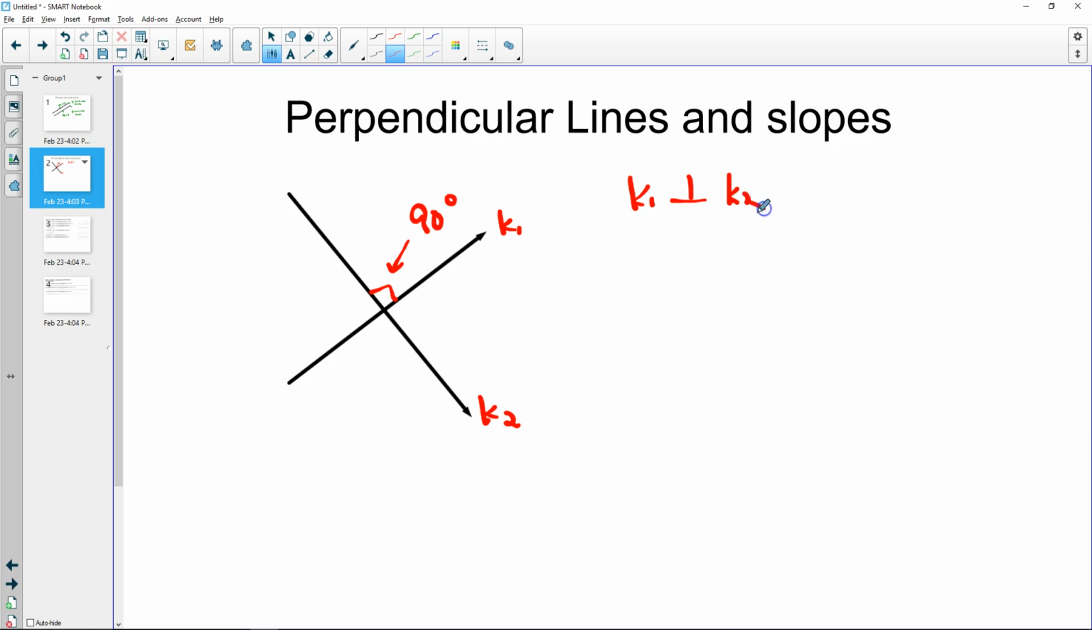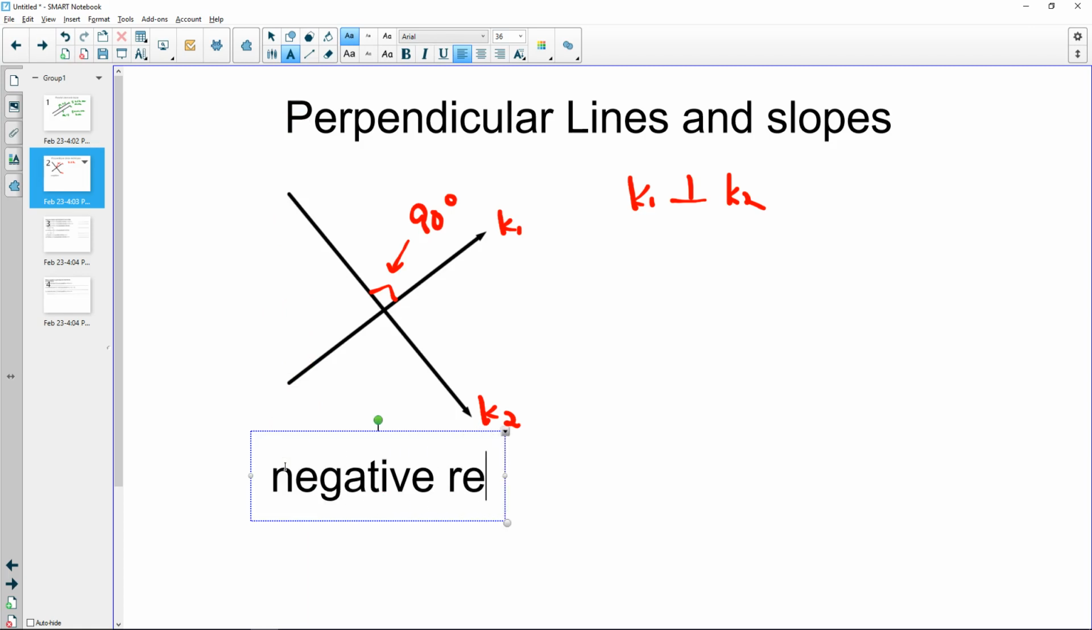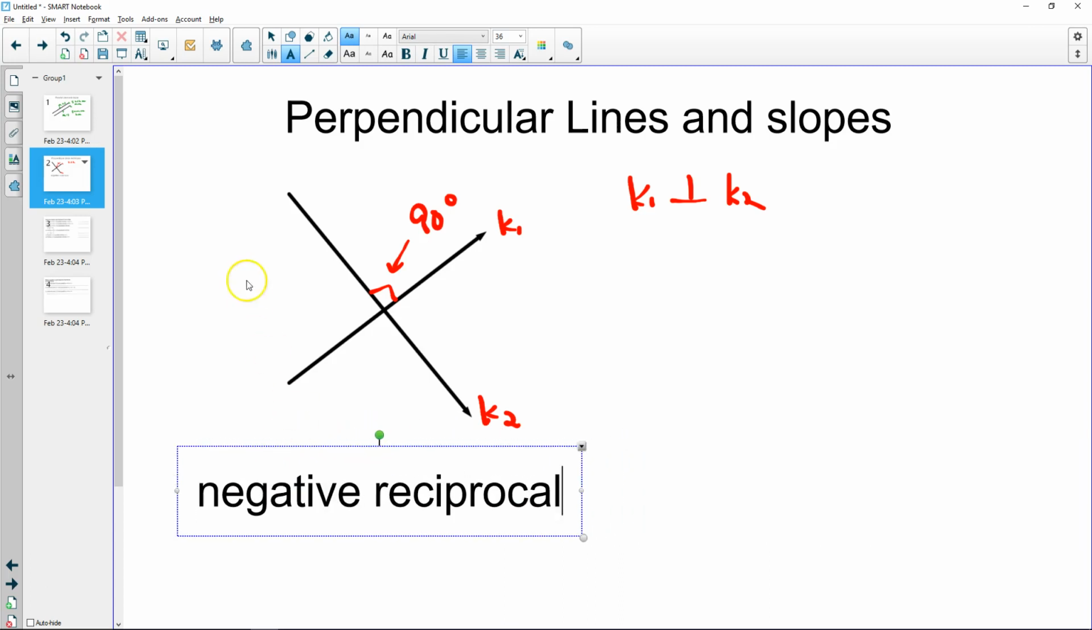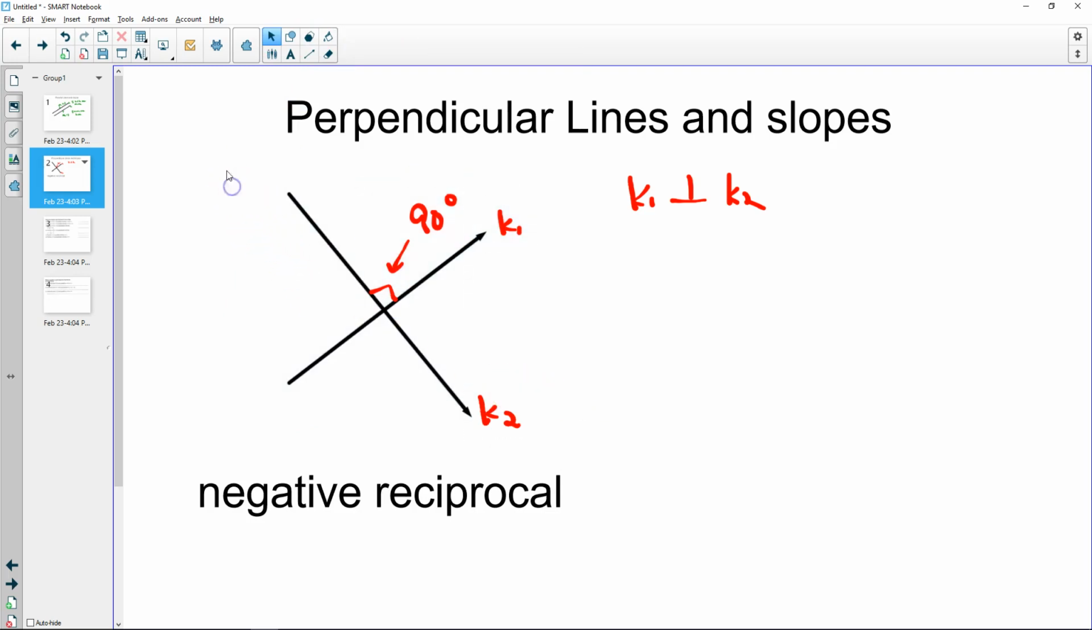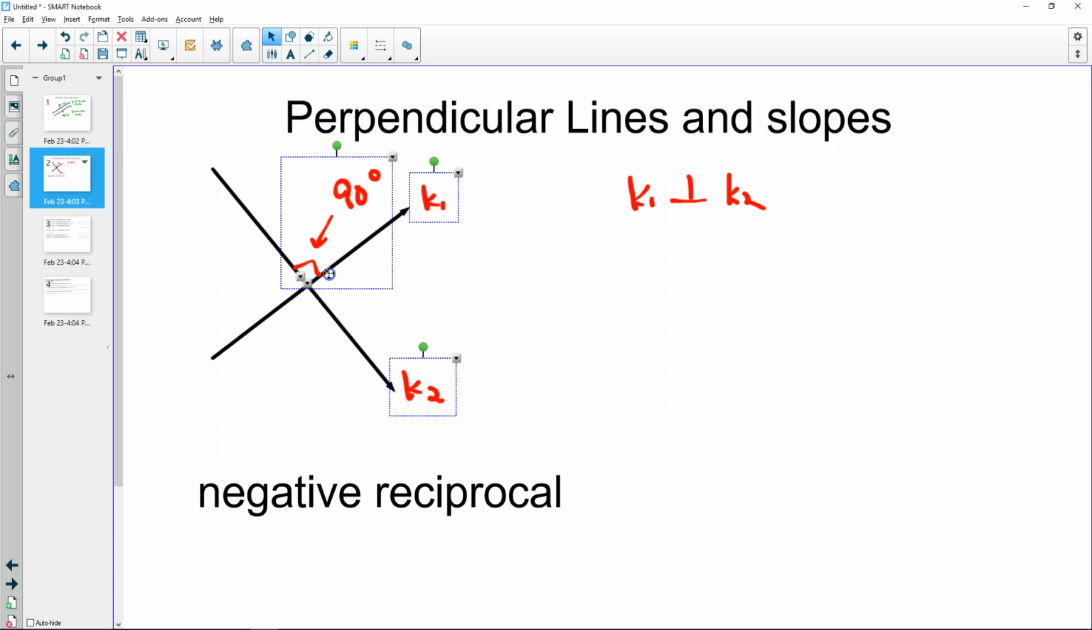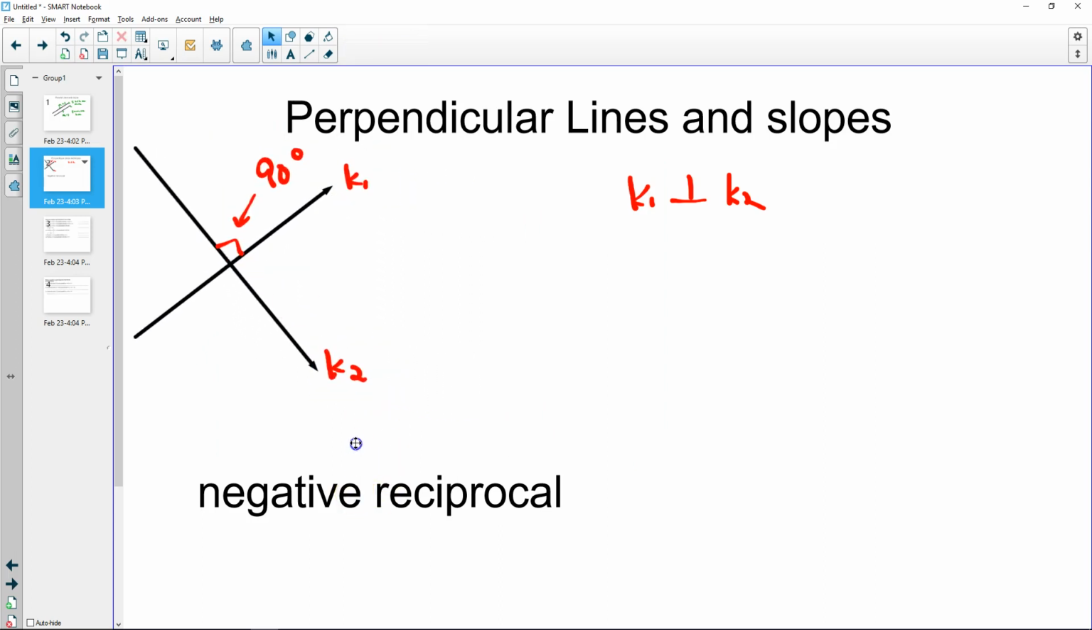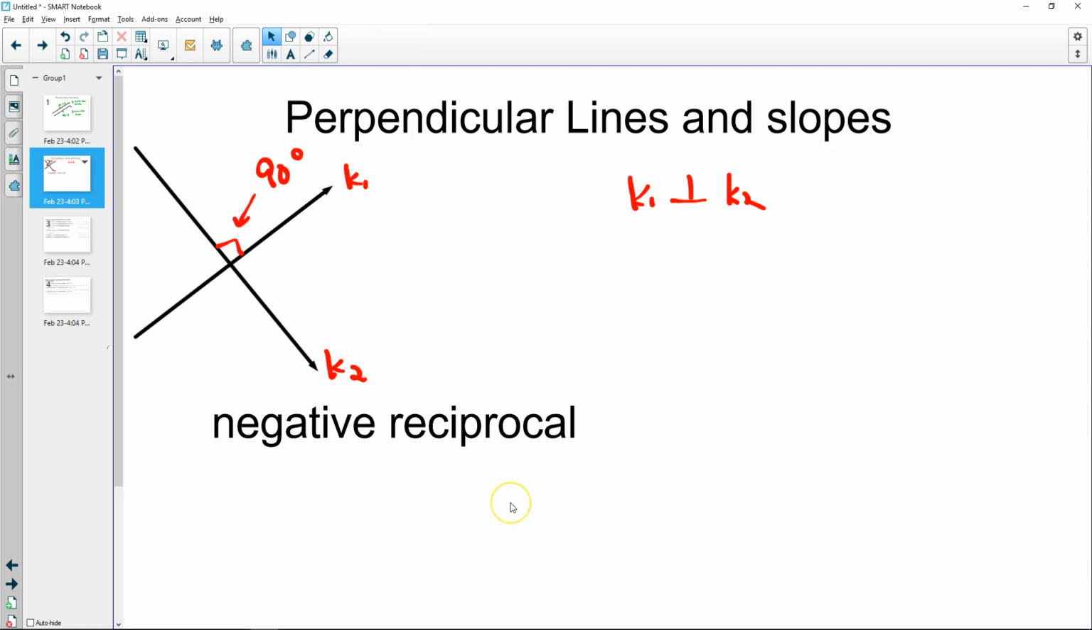Okay, so when we were doing this in class, I actually introduced this idea of negative reciprocal. Let's write this out. I do want to go over this idea first because I noticed that a lot of you are still having some issues with that. So what does it mean by negative reciprocal?